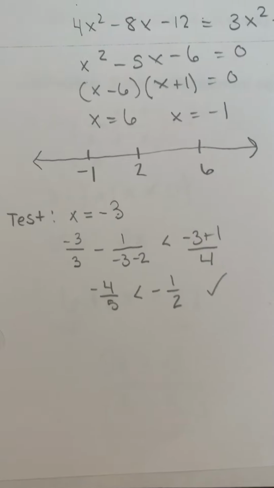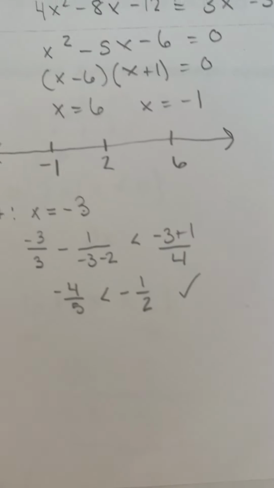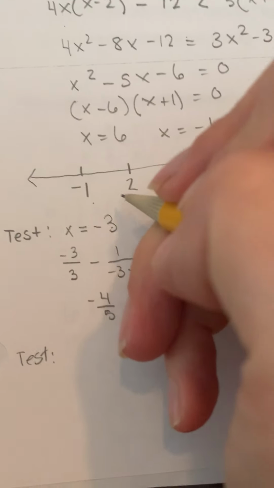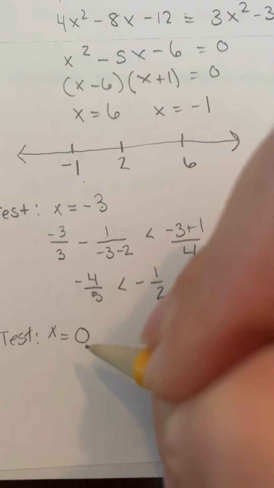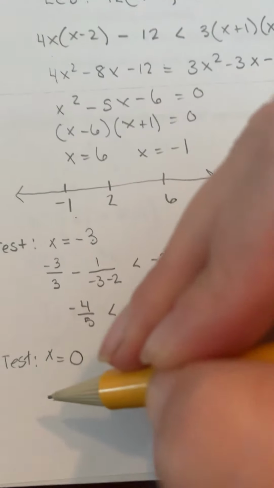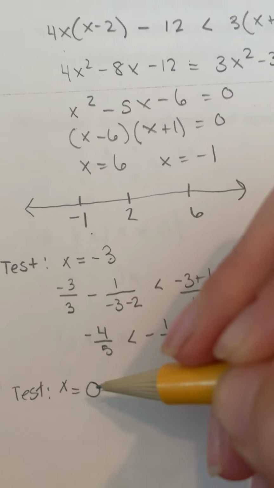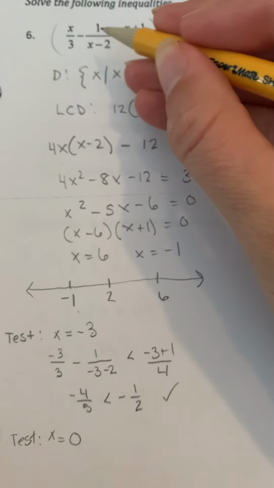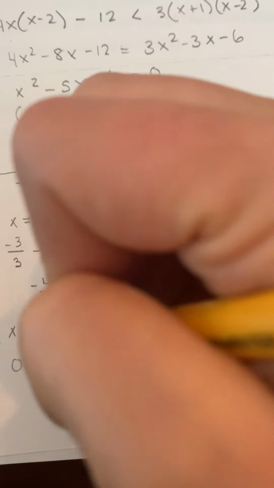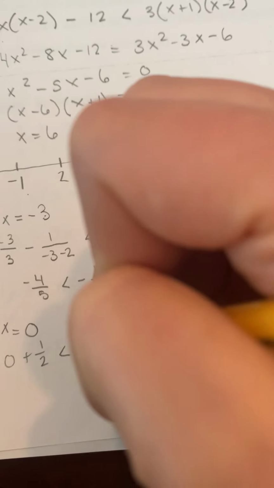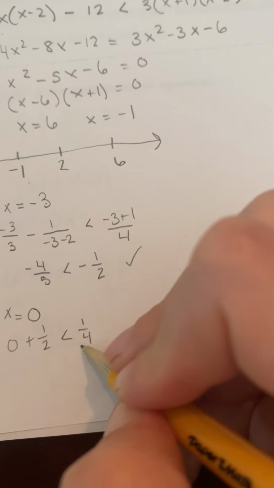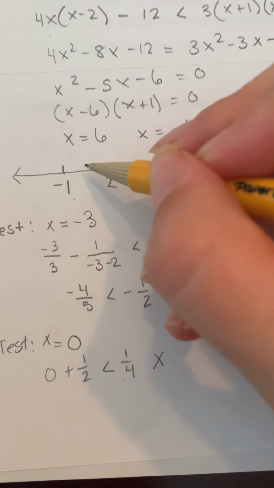We're going to continue on by plugging in more test points. Okay, so we'll have a test point now between -1 and 2. I'll pick 0. That's very easy. When I plug 0 into my inequality, and again for time and space, I'm not going to show every calculation, we're going to simply get 0 plus 1/2 is less than 1/4. And is 1/2 less than 1/4? No, that is false. So this will not be part of our solution.